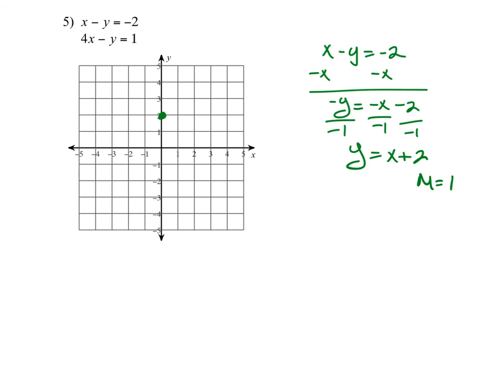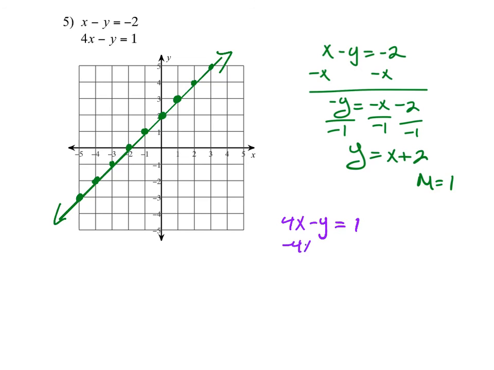So I'm going up 1, 1 to the right, up 1, 1 to the right, up 1, 1 to the right. And again, if I decide to go down, I'm going to move to the opposite side of the sign, so positive. And you should have those points right there. Okay, let me trace that line. Okay, so I have that line there. Now the next one, 4x minus y equals 1.